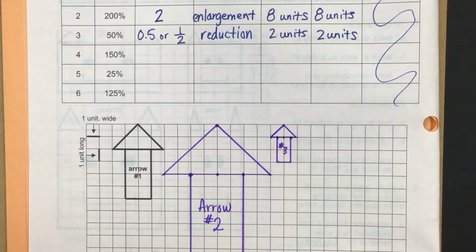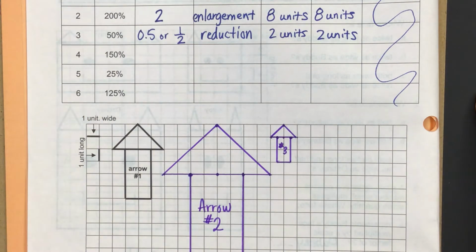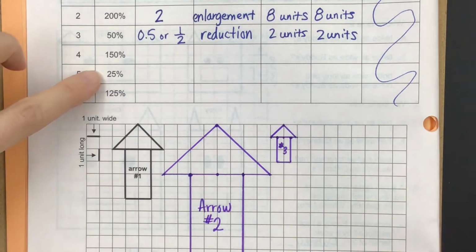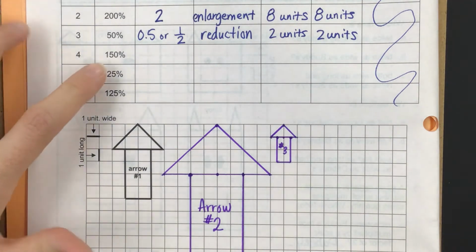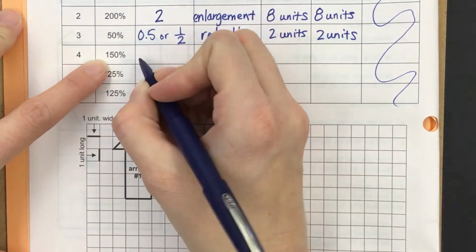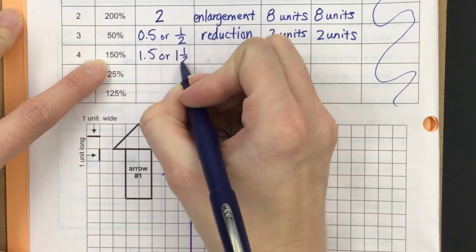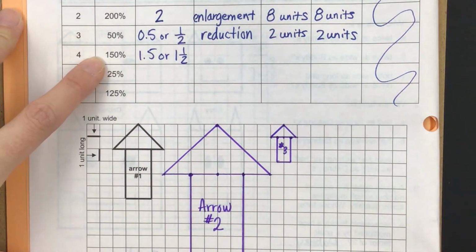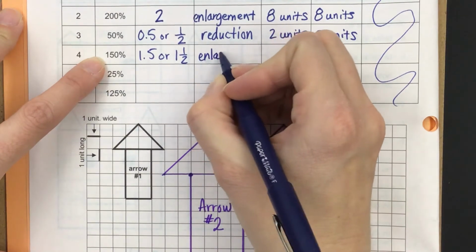Okay, I'm going to go through one more with you fully, and then I'll have you try the 25% and the 125% on your own. Okay, so let's do this one together though. As a decimal, 150% is 1.5. Because it's above 100%, this is going to be an enlargement.